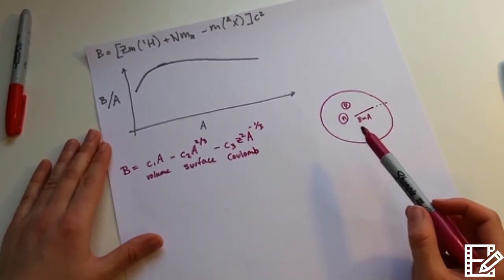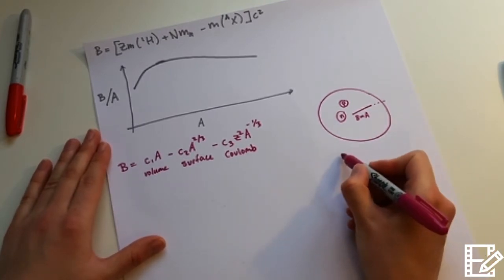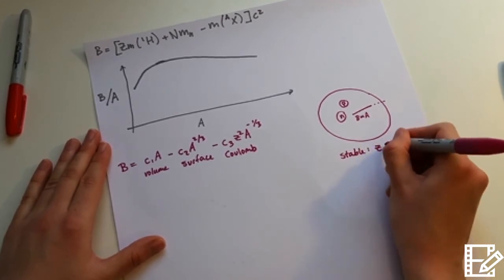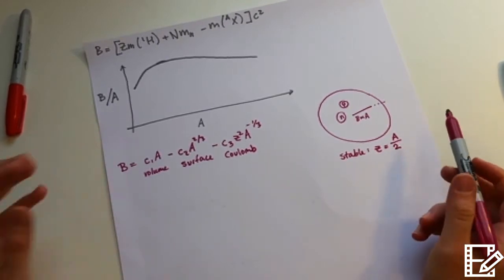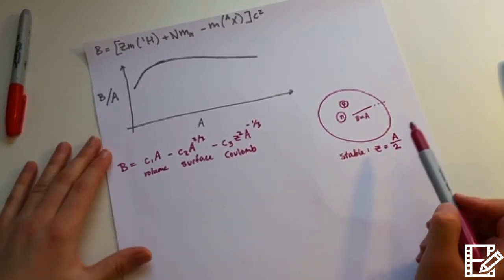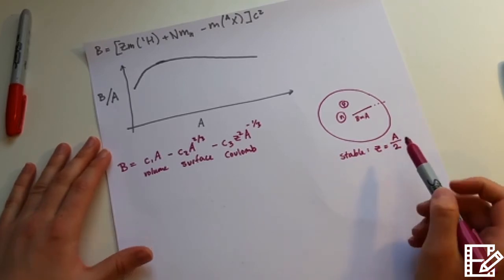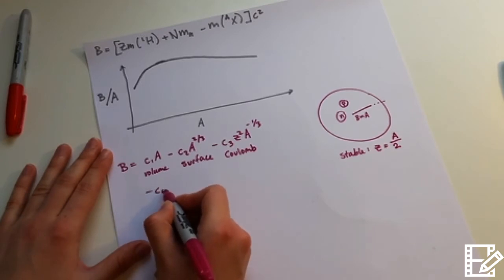Another thing to realize is that the most stable nuclei form when Z is equal to A over 2. That means the number of protons and the number of neutrons are equal. And we call that symmetry. So we need to include a term for that, which looks like this.